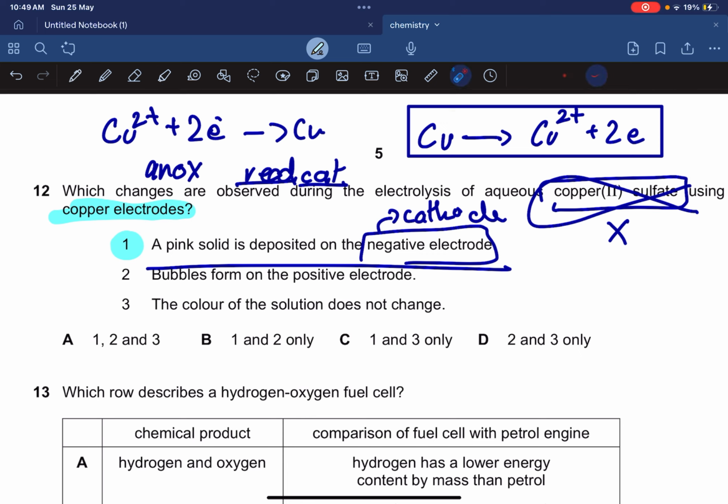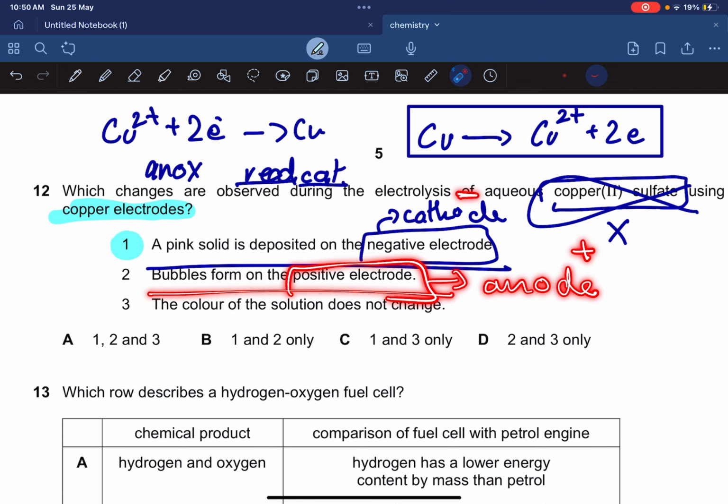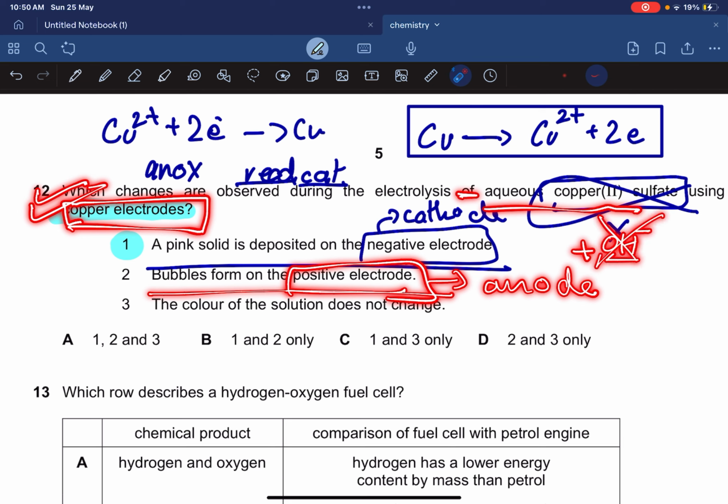What's option 2? Bubbles form on the positive electrode. The positive electrode is the anode. Your positive is your anode, your negative is your cathode. And why bubbles? We are using copper electrodes. If any one of you was confused, if you haven't read the question properly, you must have thought it's aqueous copper(II) sulfate and what's going to discharge is OH negative ions from water. No, the entire scenario of the electrolysis has changed, and now copper is being reduced, copper is being oxidized. So option 2 is incorrect, and it was a distractor option for those people who haven't read this word.